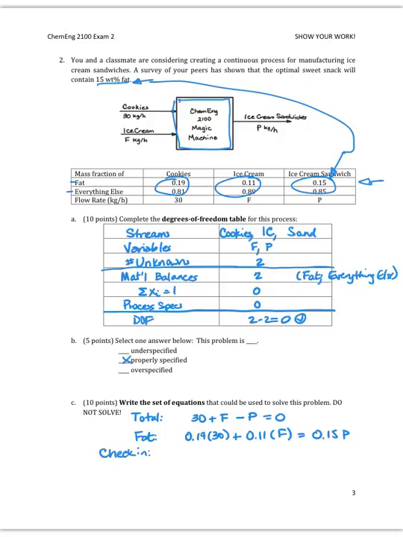The third equation really can only be used as a check. Okay, so for everything else, it would be 81% of 30 plus 89% of F is equal to 85% of P. Now you could have listed any 2 of these. The third would not be unique, and it's just a mushing addition actually in this case of the two. And so therefore the third equation is dependent.